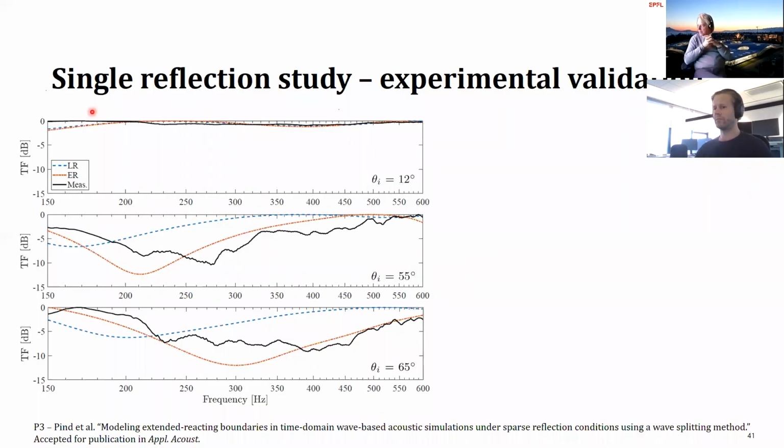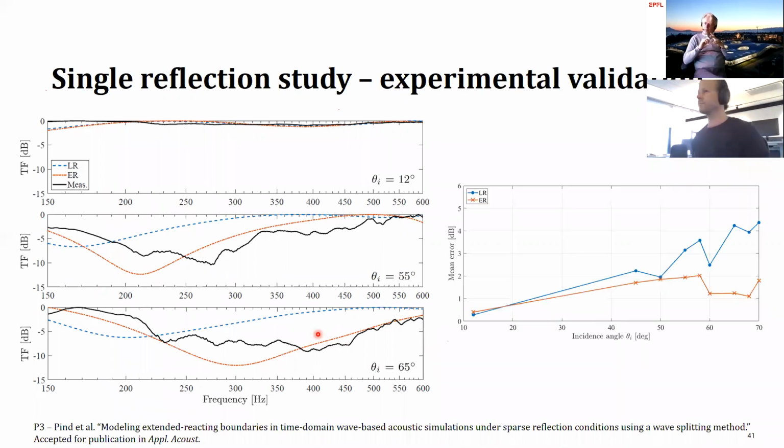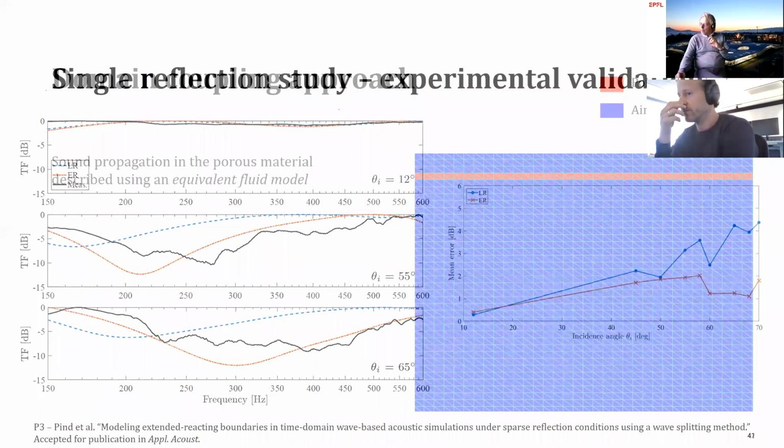And now if we look at the transfer functions, we only consider absorber A2, and we see that we get a better match to the measured data as compared to the local reaction approach. The measured data obviously has some fluctuations. This is perhaps due to diffraction effects because of the finite size of the sample, or due to loudspeaker imperfections, etc. But if we look at the errors for all incidence angles, then we see that the errors are lower when using the extended reaction approach. This was the phenomenological approach.